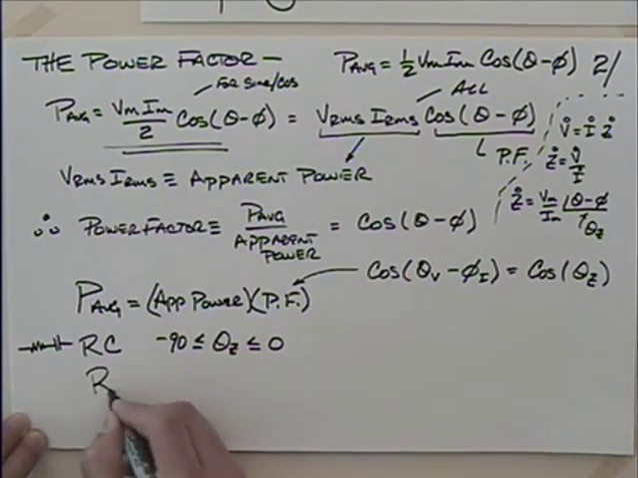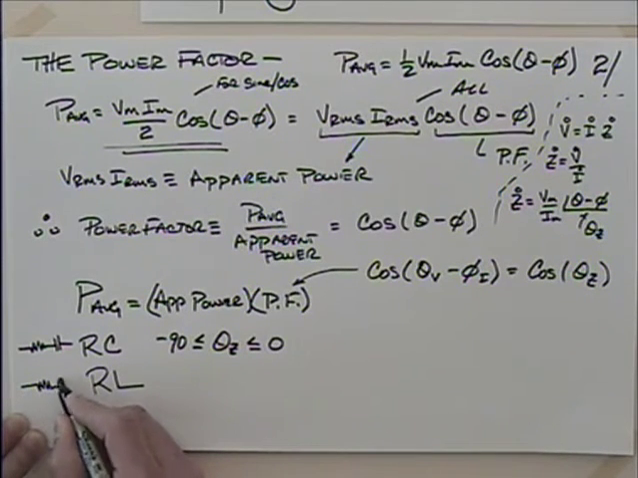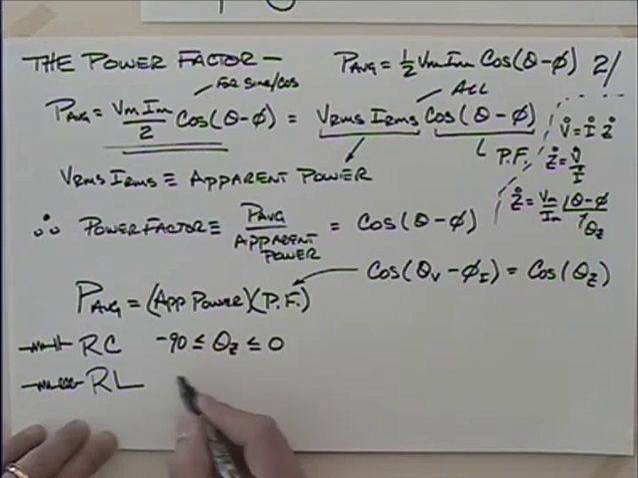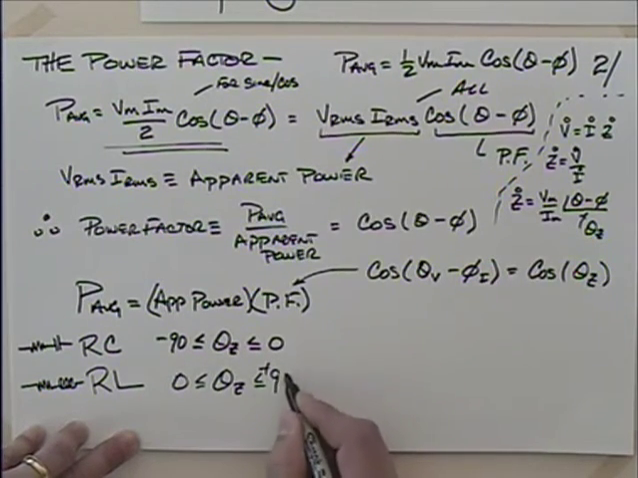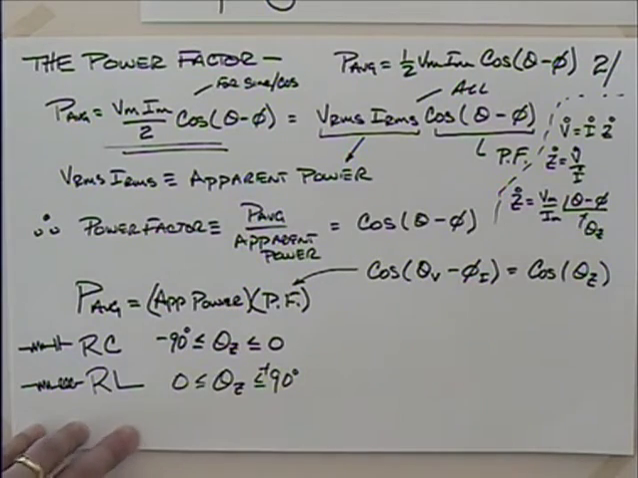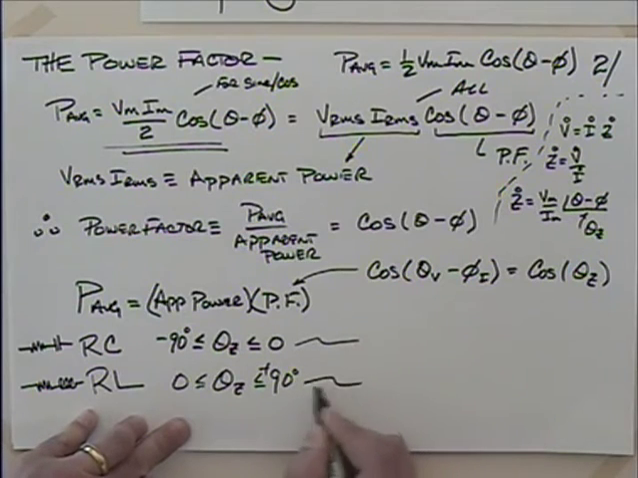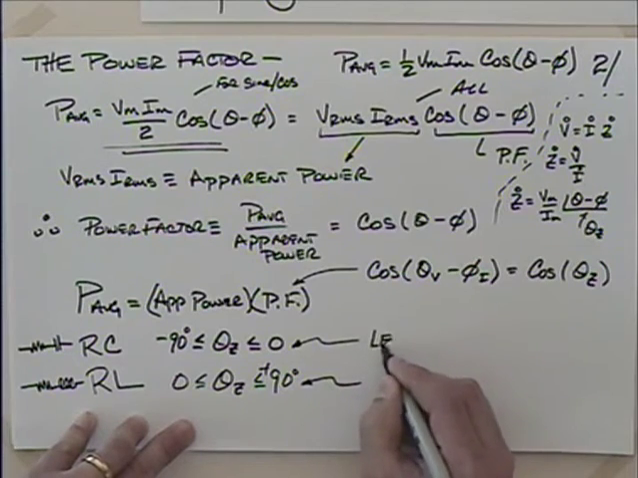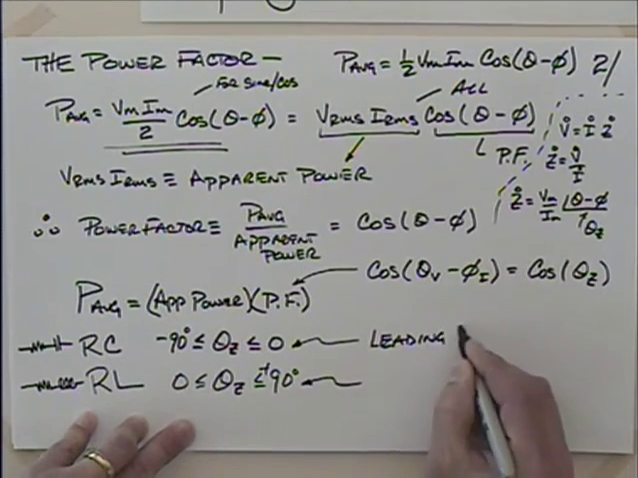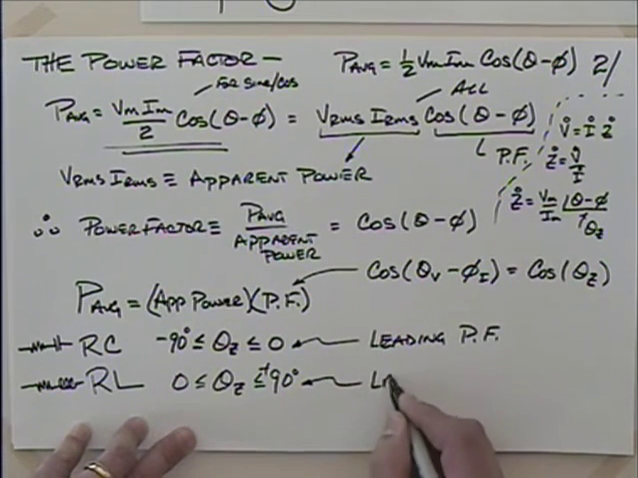Now, if we have a resistor and an inductor, what do we have? So we've got a resistor, and we have then an inductor, RL. Our theta sub z is going to be what? Between about 0 and positive 90 degrees, right? Okay. And we talk about this in terms of, we would say that an RC circuit has a leading power factor, whereas an RL circuit has a lagging power factor.